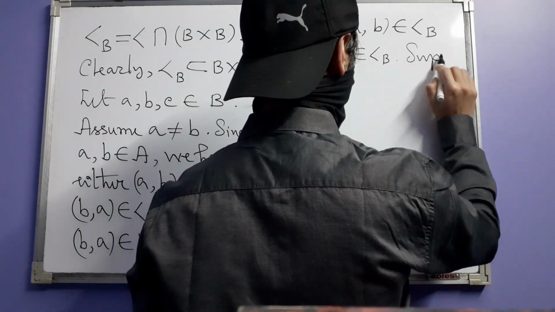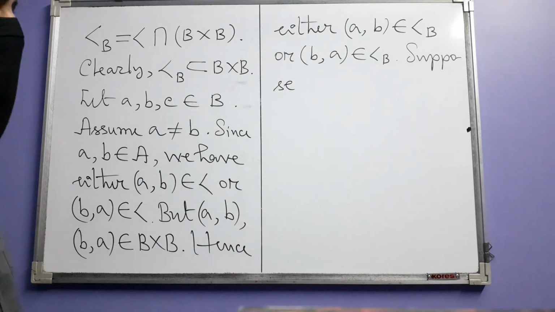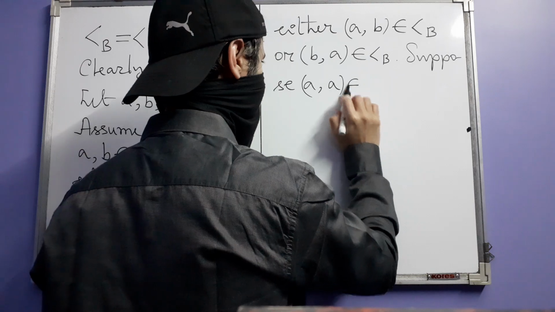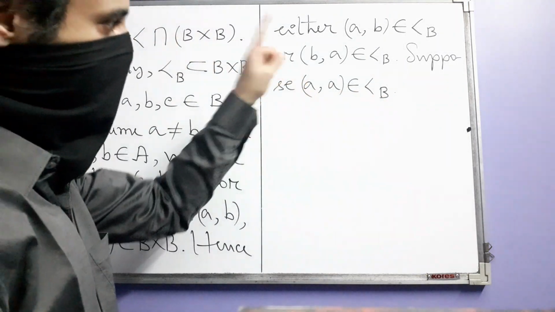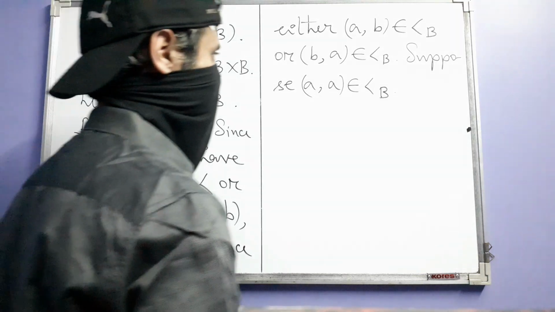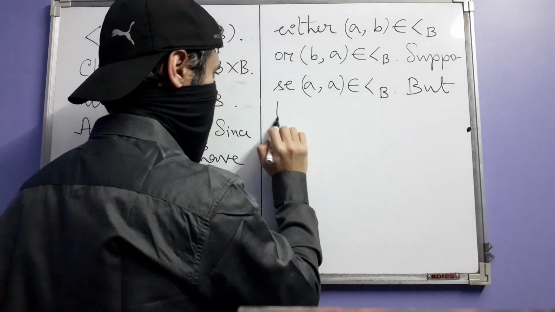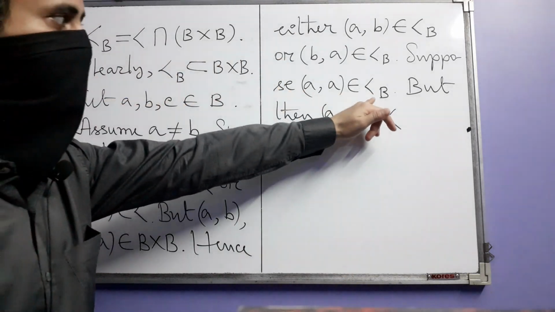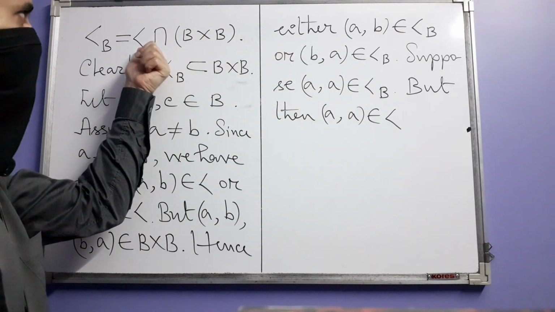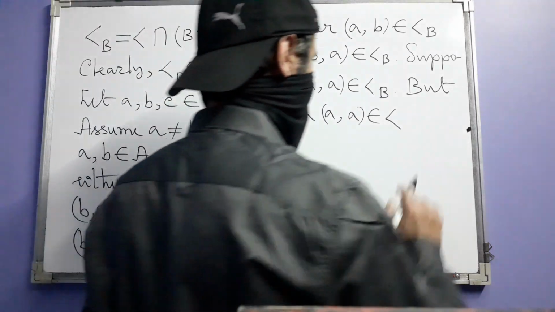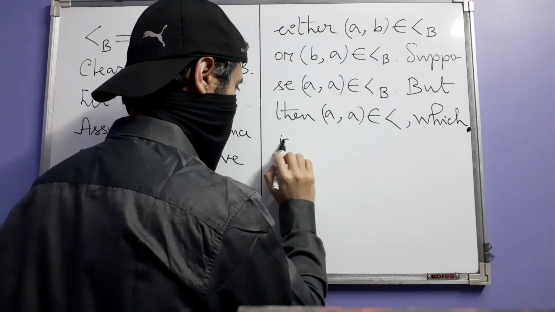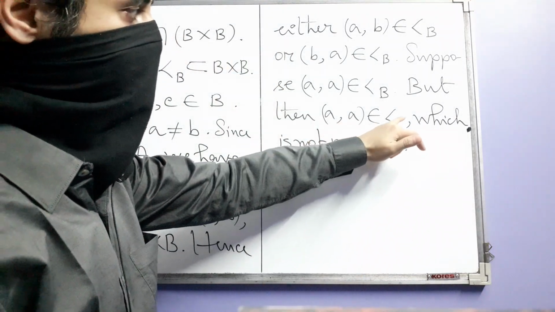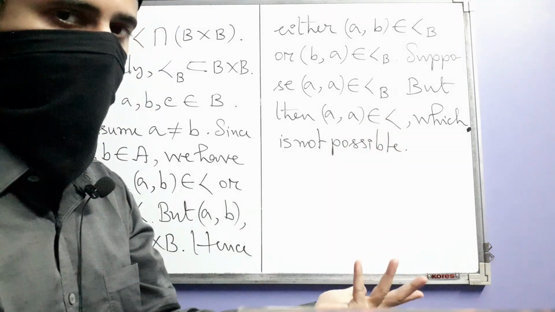Next, the next one is non-reflexivity. Suppose it is not non-reflexive. Suppose that a comma a belongs to this. That is, by this relation a is related to a. Then something should go wrong, but what? But then a comma a belongs to this relation as well. Why? Because this is, after all, the intersection of this and this. So it's a subset of both this relation and b times b. So this belongs to this, which is not possible. Why? Because if this is true, then the non-reflexivity of this ordered relation will be violated, which cannot be true. That is why.